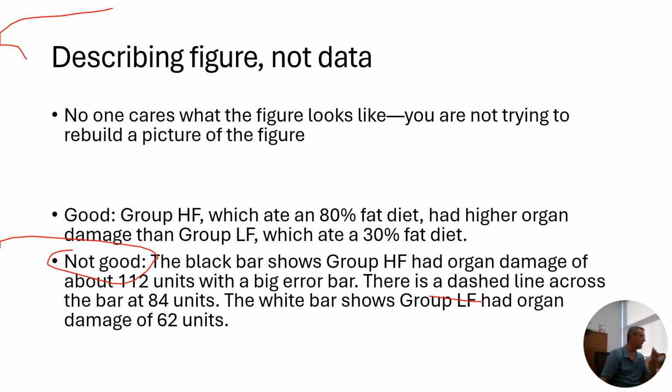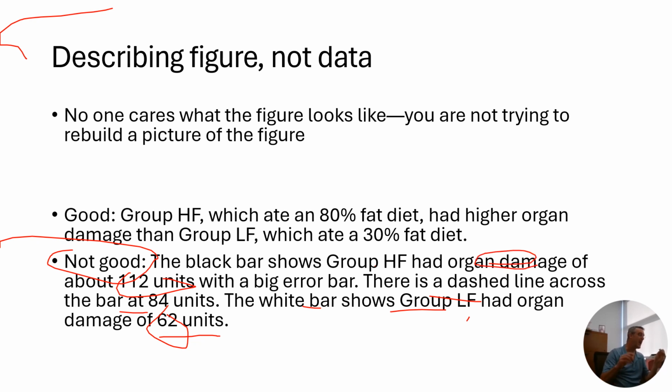There's a dashed line. Okay, but what does it mean? Why is there a dashed line? And then we've got a white bar for group LF, and it has organ damage of 62 units. Now this student, if they put something like this, does not lose all points, right? We do have that group HF is 112 and group LF is 62, and so we can see that group HF is much higher than the other one, right? And we have that they're measuring organ damage.